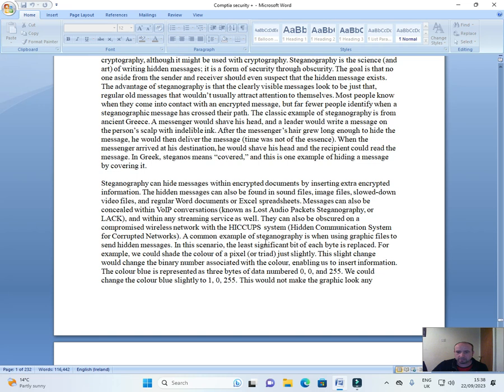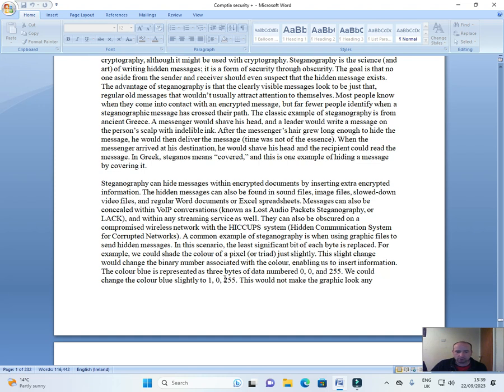A common example of steganography is when using graphic files to send hidden messages. In this scenario, the least significant bit of each byte is replaced. For example, we could shade the color of a pixel or triad just slightly. This slight change would change the binary number associated with the color, enabling us to insert information.